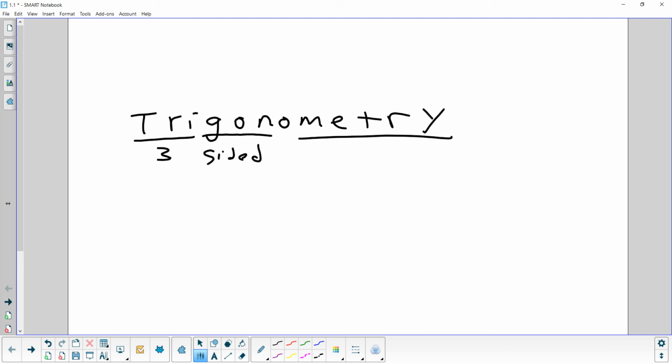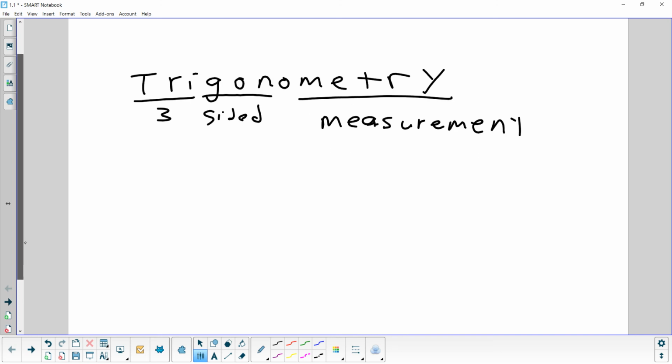And then there's also this part at the end here, metri. Anybody know what metri means? Yep. Is it the study of? Study of is ology, like biology, study of life, things like that. Metri is a little bit different. It kind of looks like the word that it means. Yep. Is it measure of? Yeah, measurement or measure of, yep. So really, what we're talking about in the class a lot is 3-sided measurement or measuring triangles.